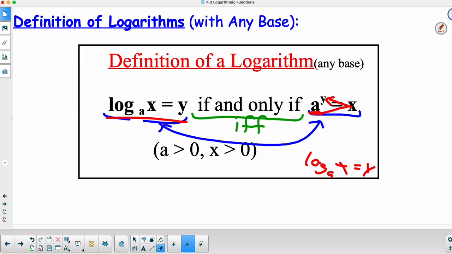And we'll come back to this in a second, but I need us to convert logs into exponents, exponents to logs. I need us to see that a log is an exponent, and an exponent can be written as a log. Sure?